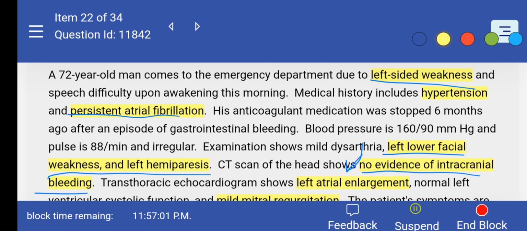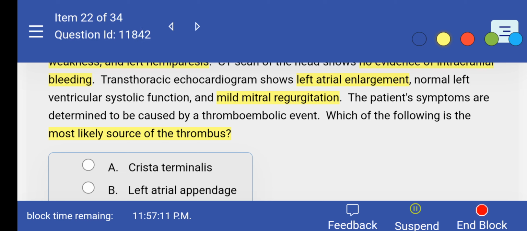Point to be noted. Transthoracic echocardiogram shows left atrial enlargement, a normal left ventricular systolic function, and mild mitral regurgitation. The patient's symptoms are determined to be caused by a thromboembolic event. Which of the following is the most likely source of this thrombus?